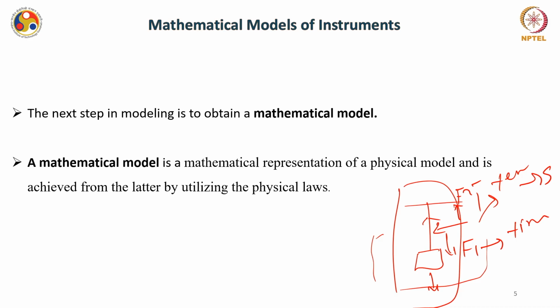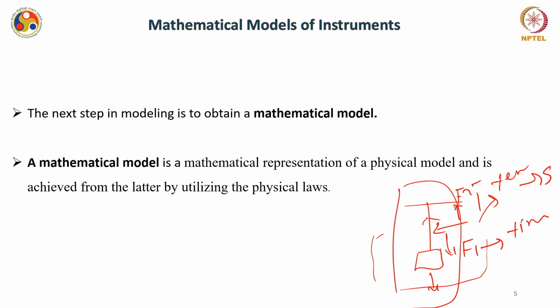A mathematical model, as the name suggests, is a mathematical representation of a physical model, and is achieved from the latter by utilizing the physical laws. In this case, for example, the physical law can be that these two forces, F1 and F2, if in steady state condition, should be equal.